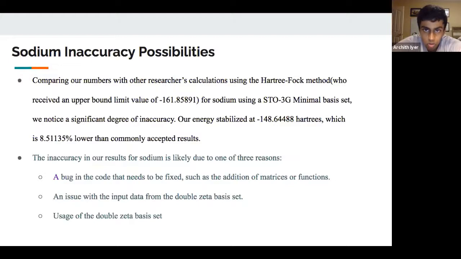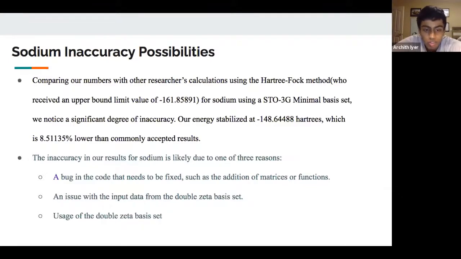Now, the website we used to get our double zeta values was kind of seedy. It wasn't properly maintained or anything like that. We just went with it because it was accurate for most of the other values, and we really couldn't find any other sources. So that could be an issue. Maybe a more official source would be able to yield better results.